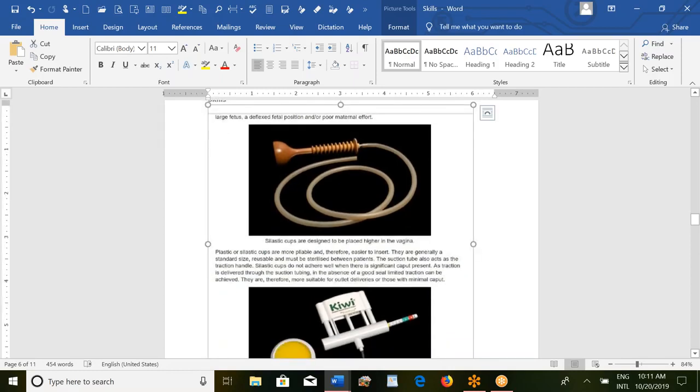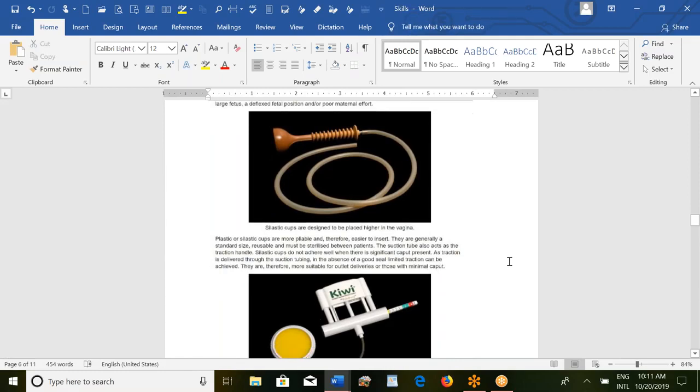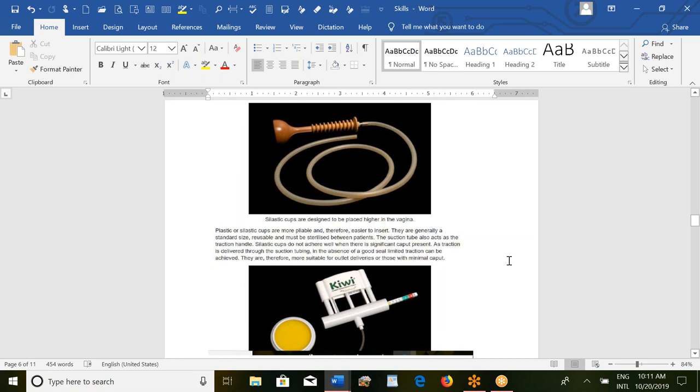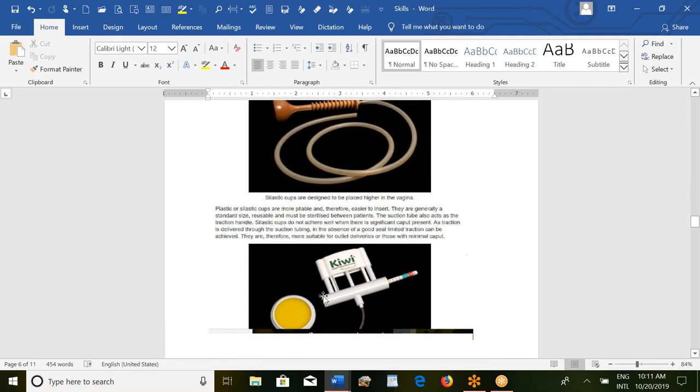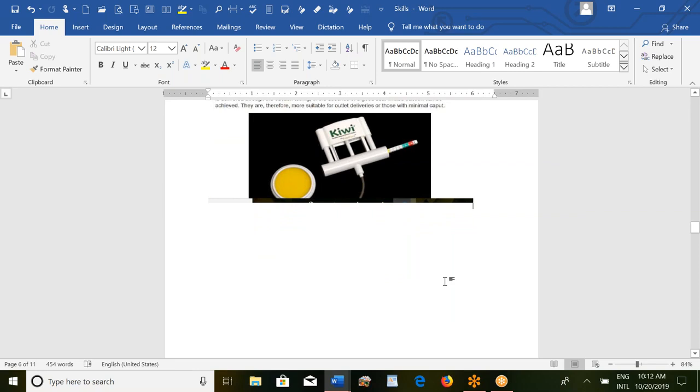Dr. Priya, it's your turn. What do you see here? Yeah, this is the stylistic cup Ventouse, and below it is the Kiwi Omni Cup. So, what is the benefit of using Kiwi? Kiwi is easily available and handy, and everyone can use it. It does not require special training, and it causes less trauma to the mother and to the fetus.